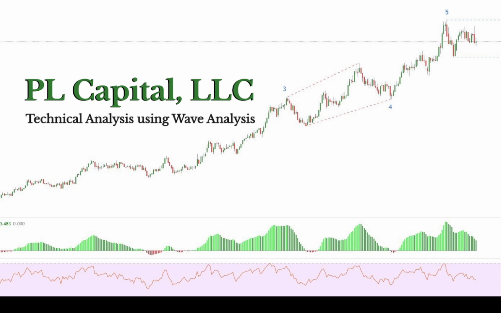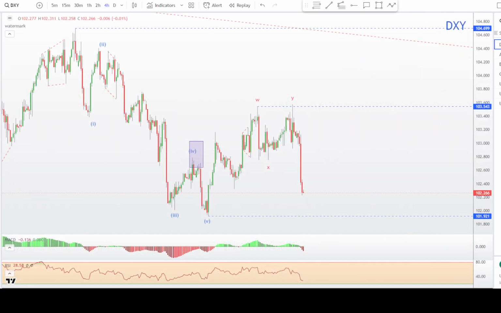In this video we're going to look at the US dollar index, the euro, the pound, the CAD, and the yen. So let's start. Alright, looking at the 4-hour chart of the US dollar index.